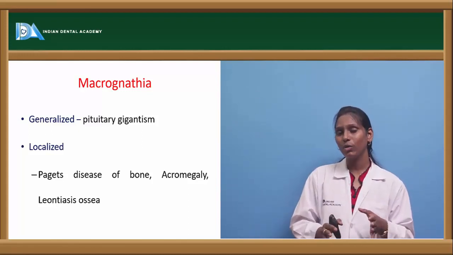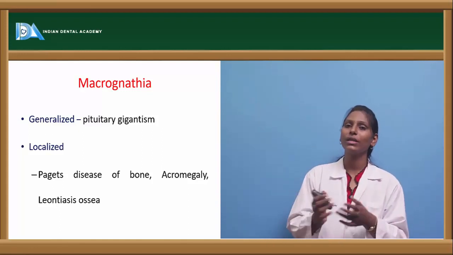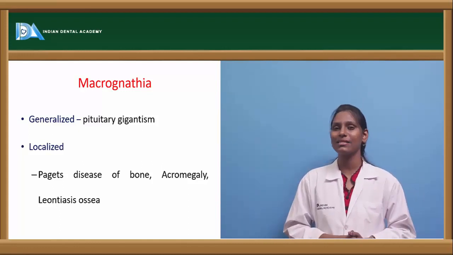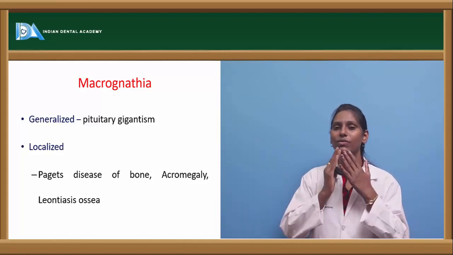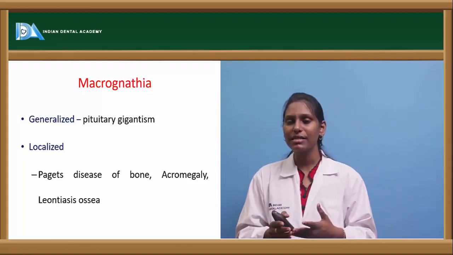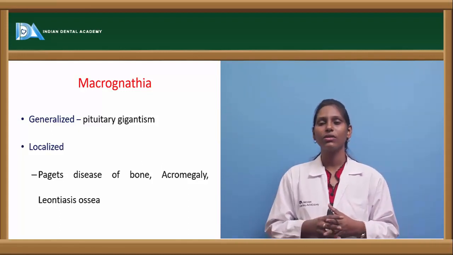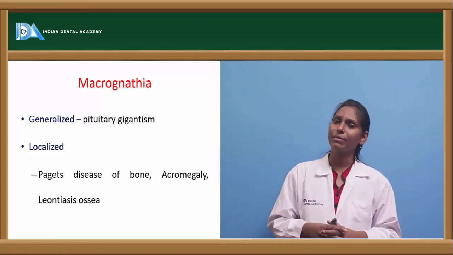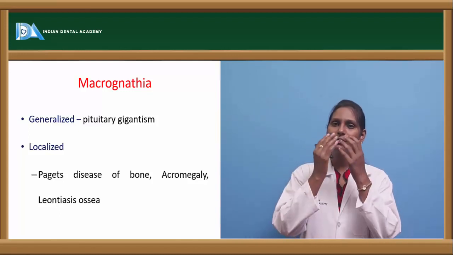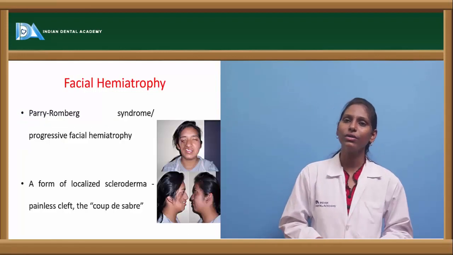But in acromegaly, this is after the growth phase, right? In acromegaly it is again localized, and either of the jaws could be involved. Most commonly the mandible is involved, leading to a class 3 relationship. The skeletal class 3 patient usually has the mandible in the forward position. Paget's disease of the bone usually also involves the mandible. Leontiasis ossea is usually seen in fibrous dysplasia and also can be seen in Paget's disease, where in fibrous dysplasia the maxilla is most commonly involved, leading to localized macrognathia.